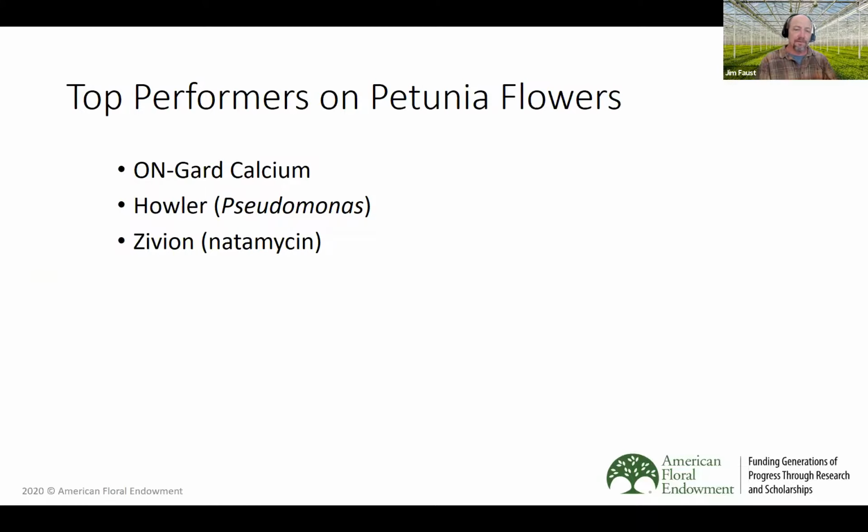So going forward, then our top performers were these three. We've already done a lot of work on calcium, so we are not looking at this in more detail. Howler has really stood out here in the recent month, and so we will do some more detailed work with this. Zivion, we started seeing some real benefits of several months ago, so we've actually made some progress beyond the initial petunia studies, and from now on I'll be referring to it as natamycin, the active ingredient name.